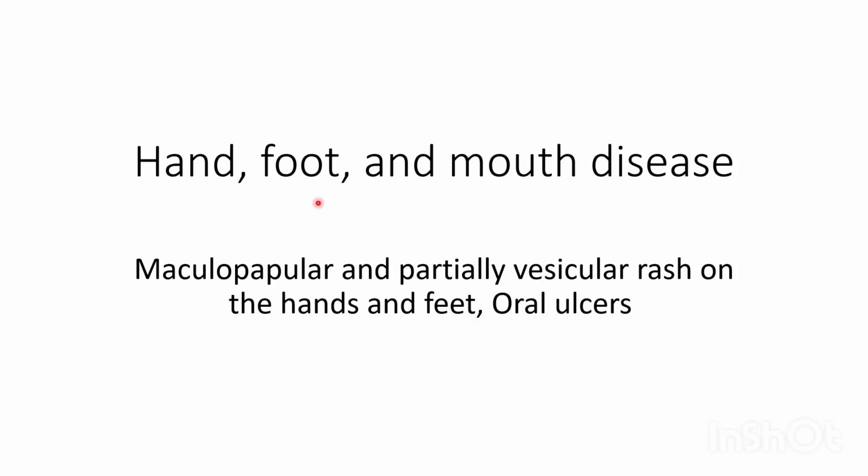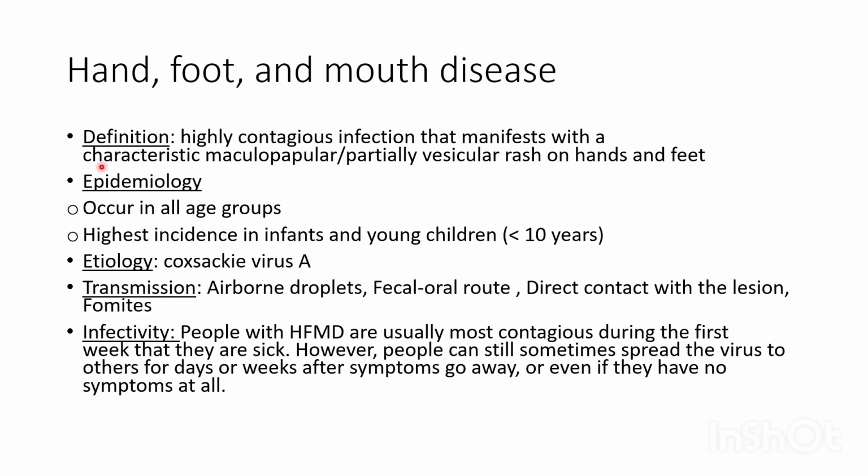Hand, foot, and mouth disease. Lesions in hand, foot, and mouth disease are maculopapular and partially vesicular rash on the hands and feet, oral ulcers. Definition of hand, foot, and mouth disease. It is a highly contagious infection that manifests with a characteristic maculopapular or partially vesicular rash on hands and feet.